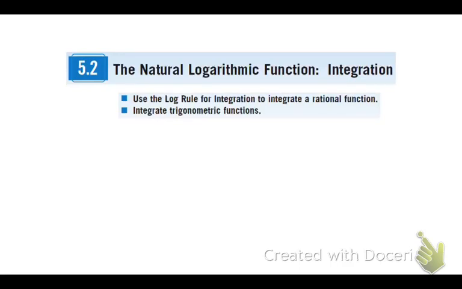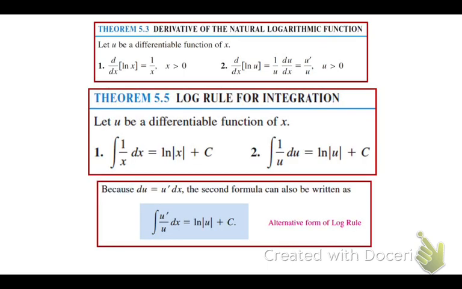Okay, natural logarithmic function integration. So we differentiated in 5.1. We need to integrate in 5.2. So the derivative of the natural log was 1 over x. Or in general, we were using this, correct?